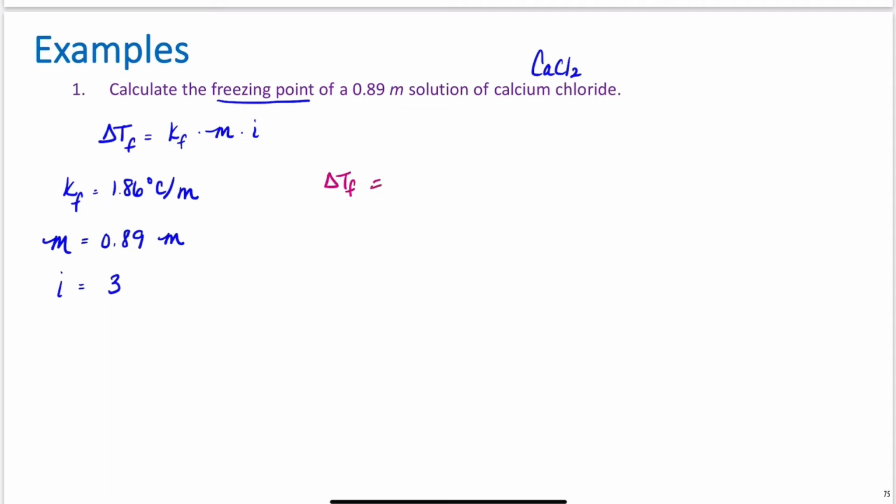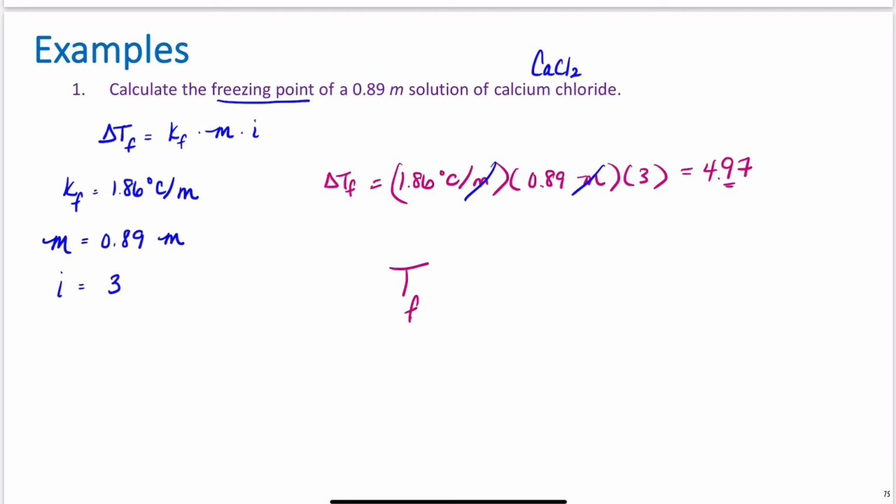Plug in everything I know: 1.86 degrees C per molal times 0.89 molal times 3. And the answer here is 4.97. I do have two sig figs here. So the freezing point of water is 0. This is freezing point depression, so I need to subtract. So the freezing point of the solution will be negative 5.0 degrees C.